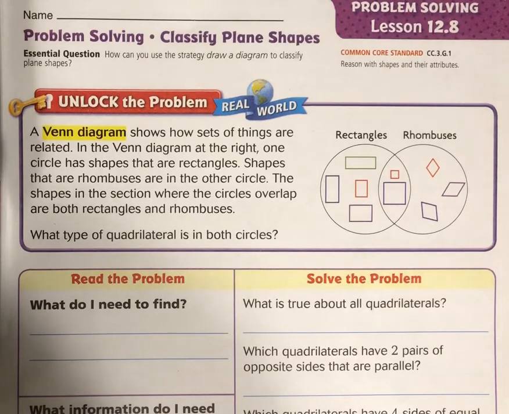In the Venn diagram at the right, one circle has shapes that are rectangles. Shapes that are rhombuses are in the other circle. The shapes in the section where the circles overlap are both rectangles and rhombuses. What type of quadrilateral is in both circles?